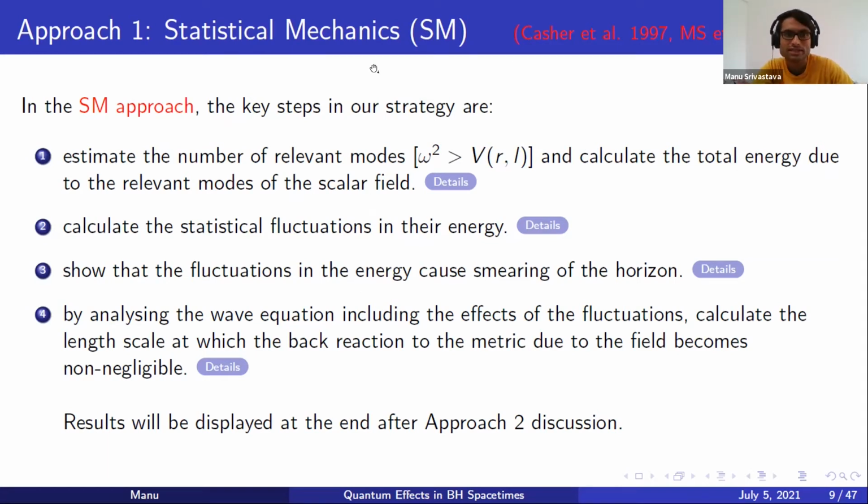And why we call this the statistical mechanics approach is mainly because in statistical mechanics, we know that once there is an ensemble average, there will be statistical fluctuations over that average. So once we have an average ensemble energy, we have statistical fluctuations over it. These fluctuations in energy will indirectly lead to statistical fluctuation in the mass of the black hole. Step 3 is slightly of a detour, but what I want to highlight is that these fluctuations indirectly lead to a smearing of the horizon.